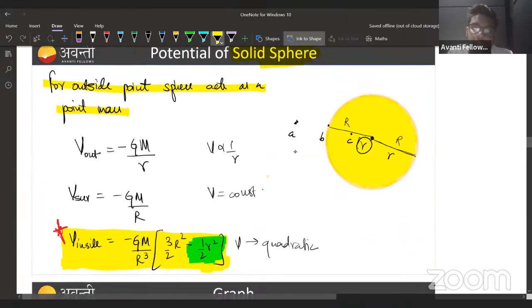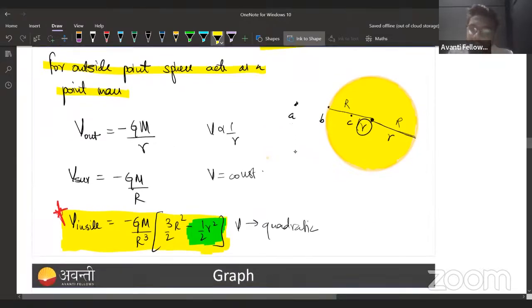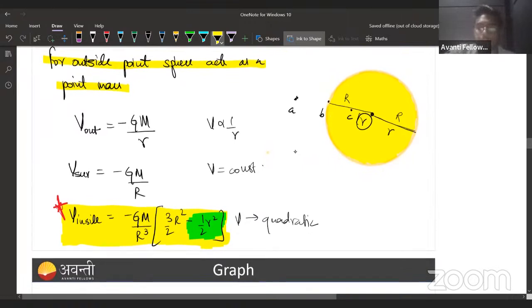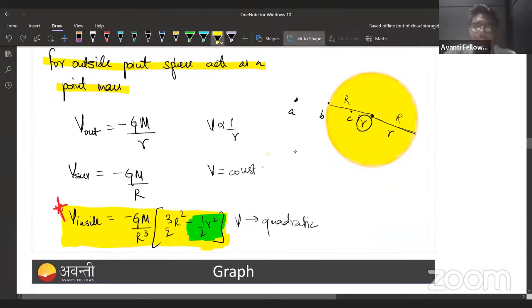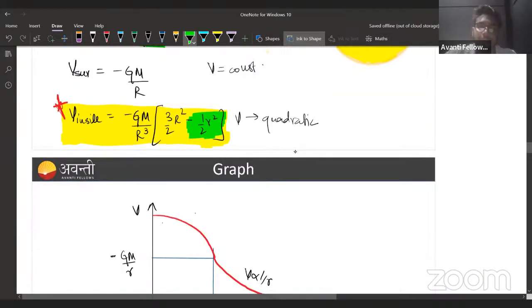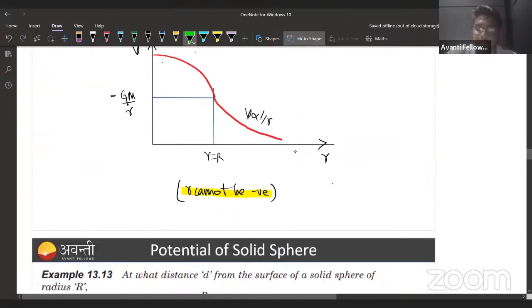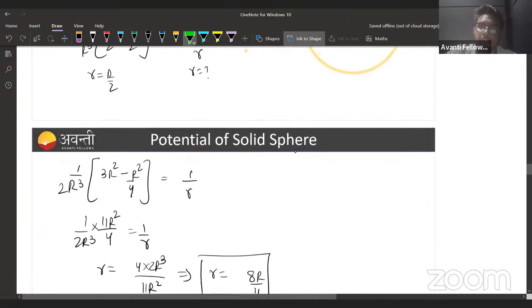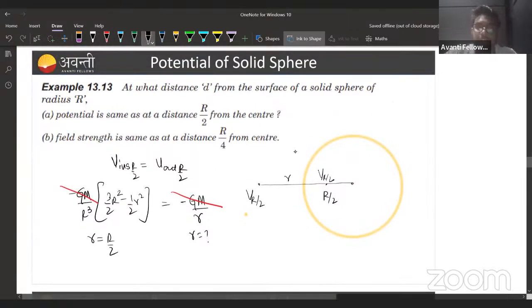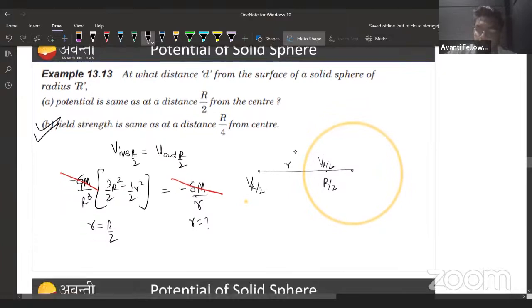After that, we saw potential due to a solid sphere. Outside, it acts as a point mass, so minus GM by r, as simple as that. On the surface, we just substitute small r as capital R. Inside was important, you have to remember this formula. The graph looks something like this. After that, we solved a few questions, and the second part of this question is homework: field strength is the same at distance r/4 from the center. You have to solve this question as homework.